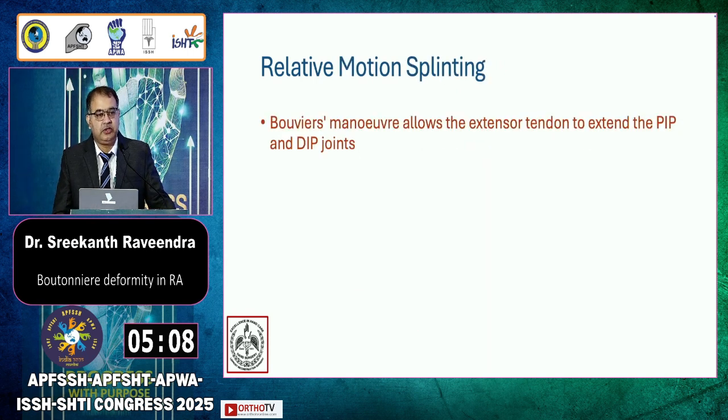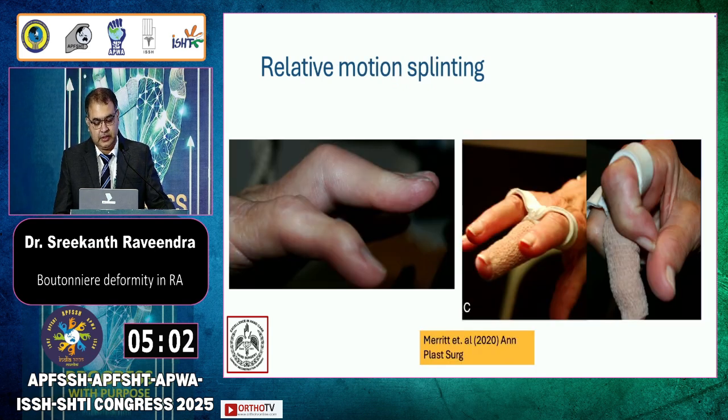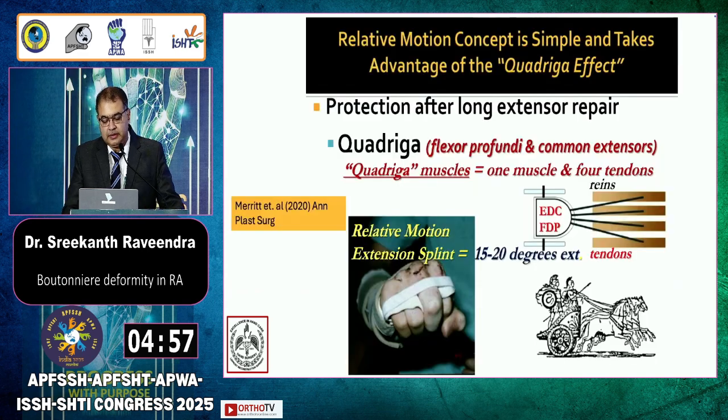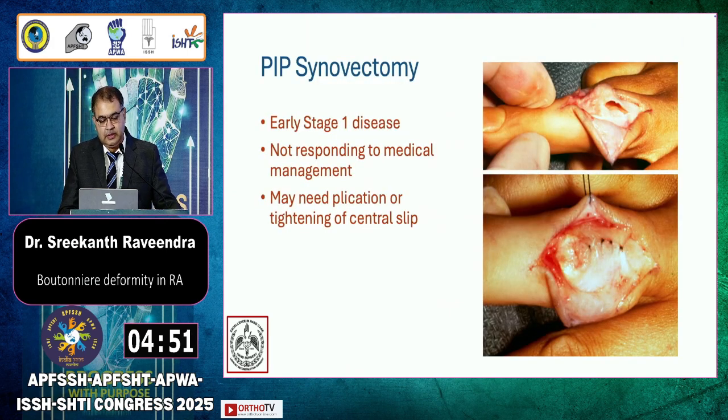And the newer one is relative motion splints, which use the Bouvier maneuver, using the extensor tendon to actually extend both DIP and PIP joints. And this is one of the splints. We have not used it again. And it uses the quadriga effect to extend the PIP and DIP with the help of the extensor tendon. So PIP synovectomy is not rare because of resistance to the drugs. It's usually in stage 1, not responding to any of the medications.